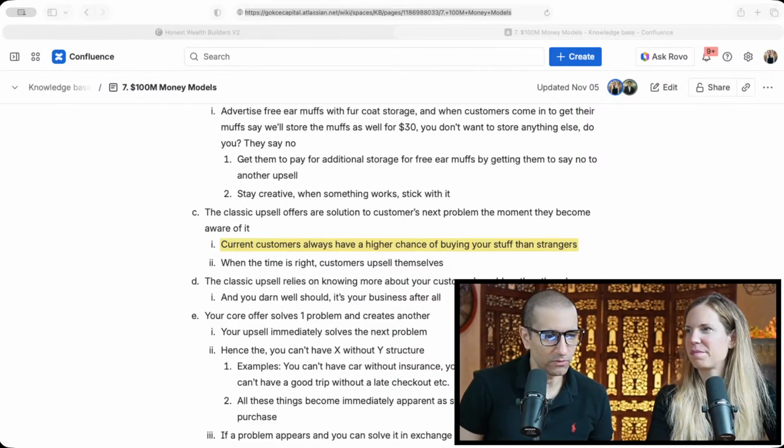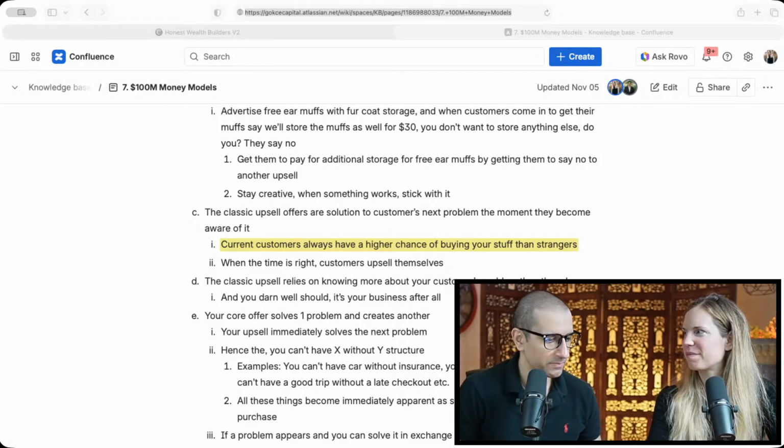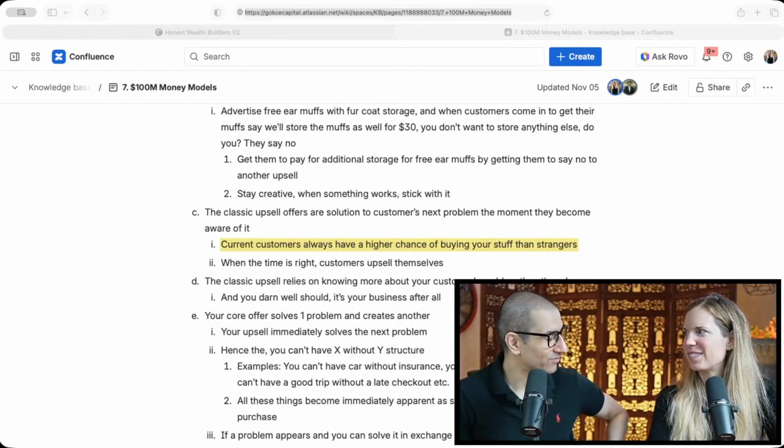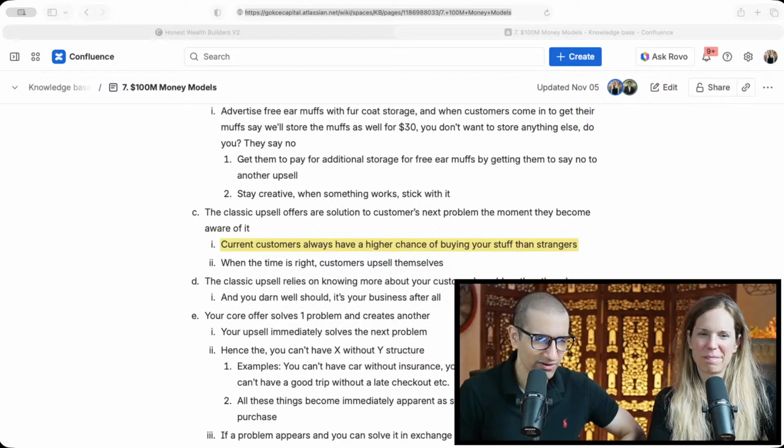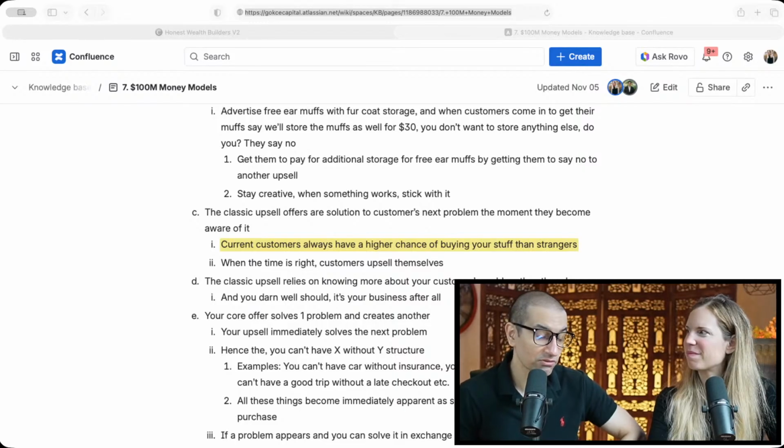Well, you want the mats that come brand new, right? Yeah. You want to dirty your brand new car, so we'll throw in the mats for $20.